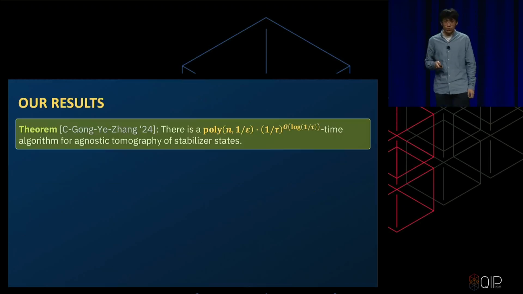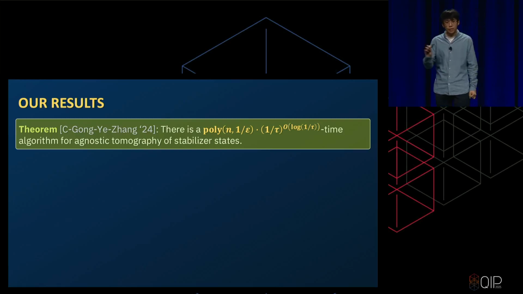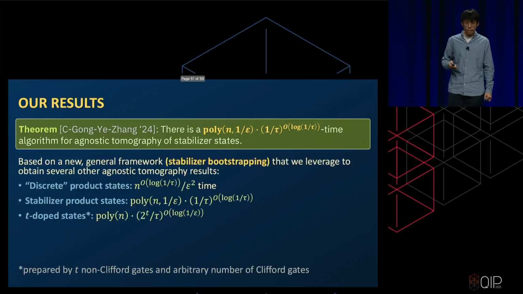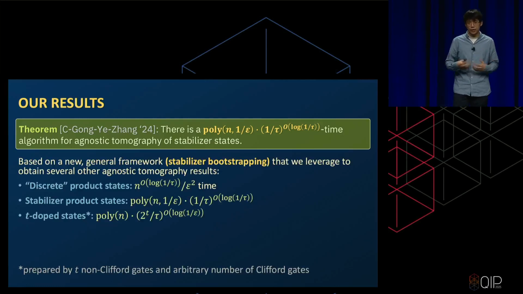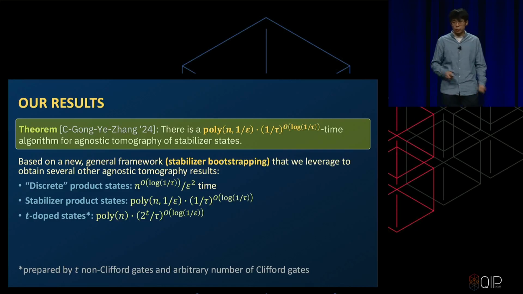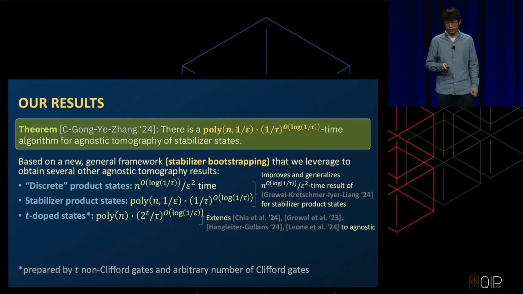Let me tell you now what we show. We show that there is a polytime algorithm in the number of qubits and in the target error 1 over epsilon, with the caveat that we need to run in time quasi-polynomial in the inverse fidelity. I'll say a bit more about this at the very end. What I like about this result is that we develop a broader framework for agnostic tomography that we're able to deploy not just in the stabilizer context, but for a variety of other classes of states. I won't go into the quantitative details here, but these either extend or improve upon prior non-agnostic and agnostic results.